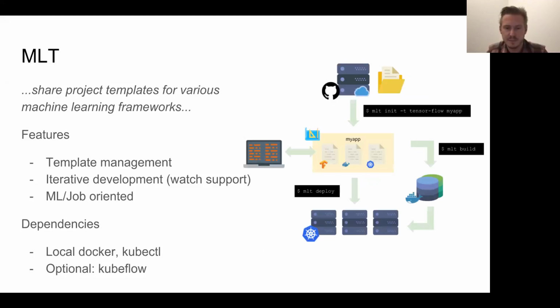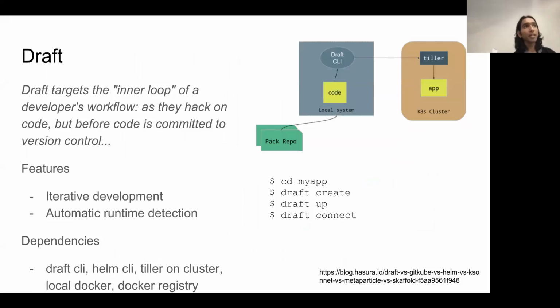But is it fair to say then that Draft and MLT are the ones that are actually trying to detect, or trying to adapt themselves to, a specific development environment or specific runtime environment that an app needs?